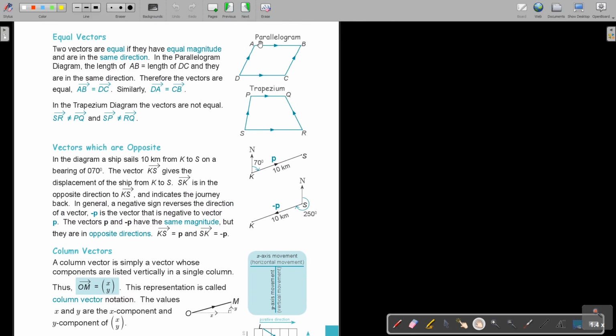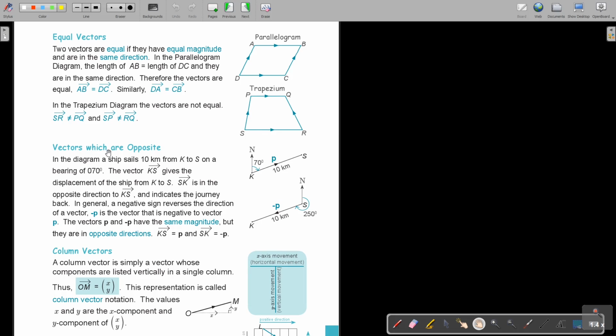Can I just also say this to you? Equal vectors, say it's a parallelogram, then AB will be equal to DC. Their magnitudes will be the same as well as their direction. Okay, and then I just put it equal. This is not equal, although they are parallel, but they are not equal.